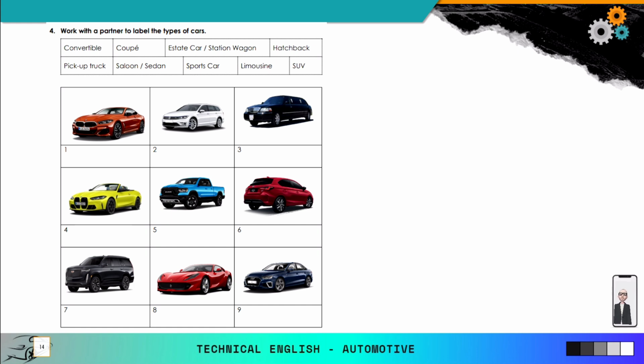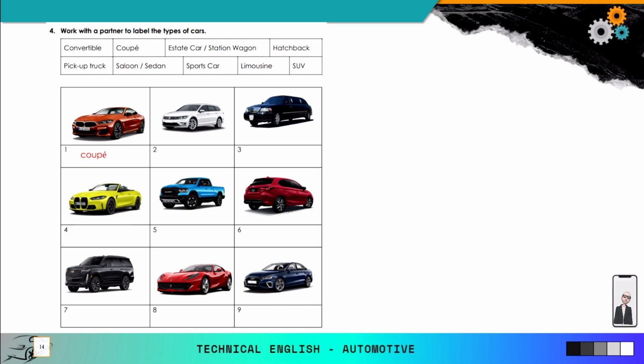What we will have to do here is match the different types with the examples in the picture. So at the top of your page you will see convertible, coupe, estate car, station wagon, hatchback, pickup truck, saloon or sedan, sports car, limousine, or SUV. And we got a couple of examples here. What we have here is number one. You will see this BMW, I think it's a 6 Series. That's an example of two ways to say this. You can call it coupe or coupe.